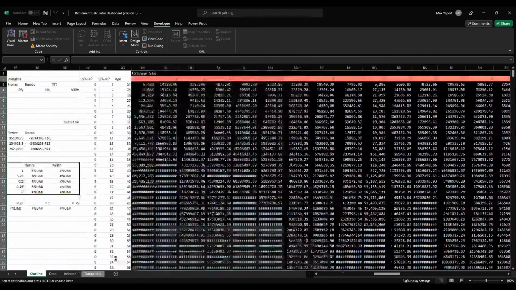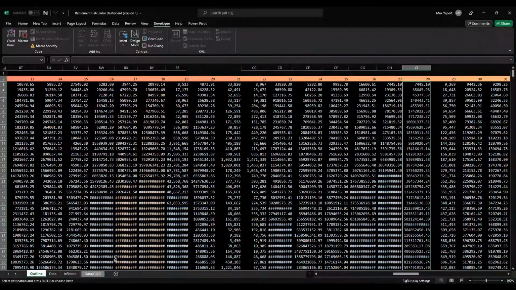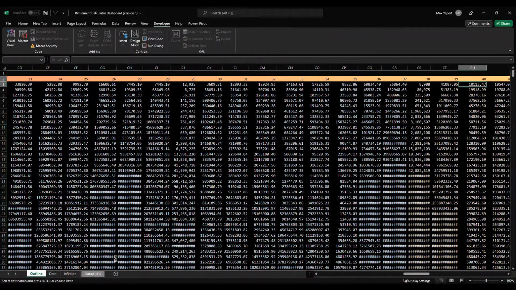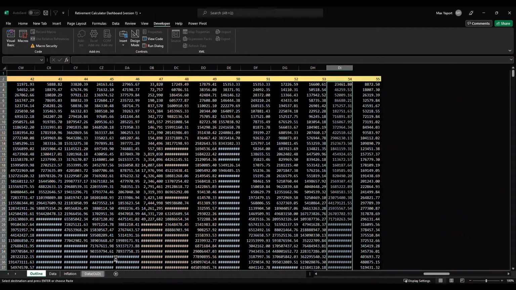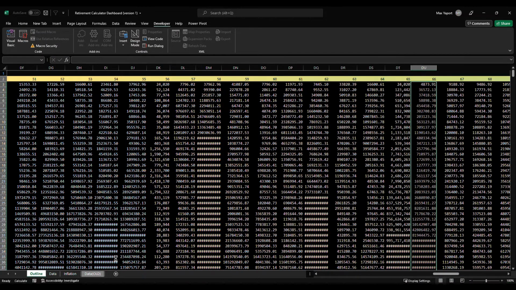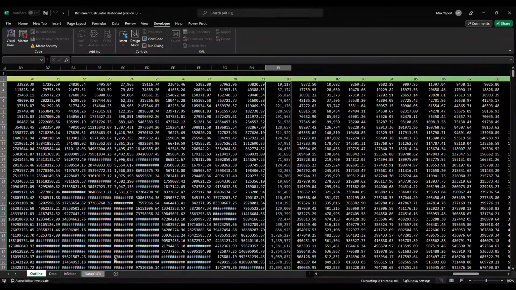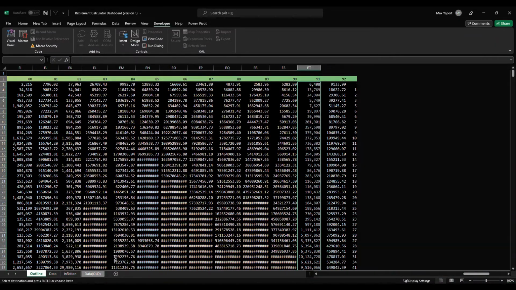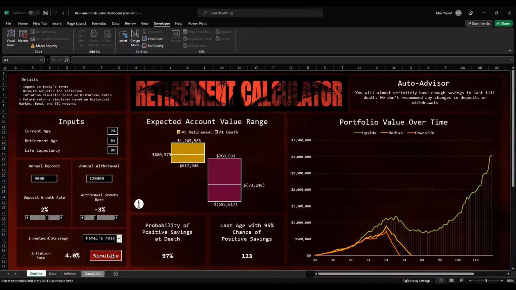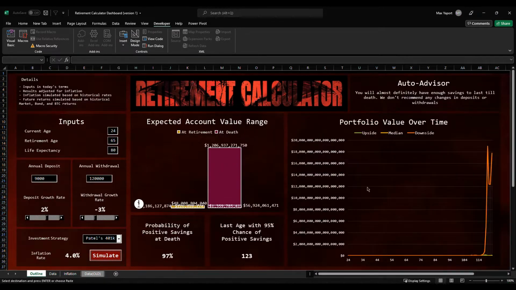So fundamentally, the way that this works is based on historical returns. 12 random months will be selected, but sequentially, because there's correlations. And as you can see here, it's a little outrageous if you go 100% into crypto, but still not 100% probability of positive savings at death, probably due to the volatility of crypto.